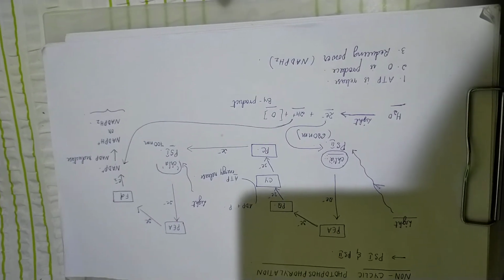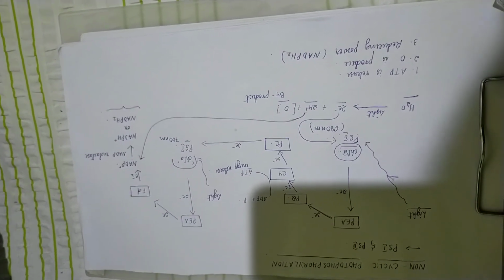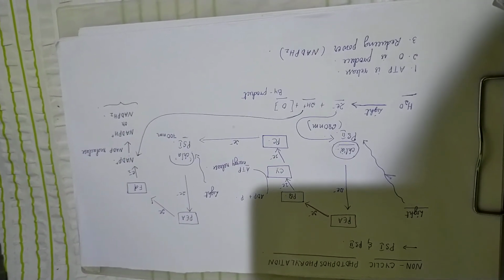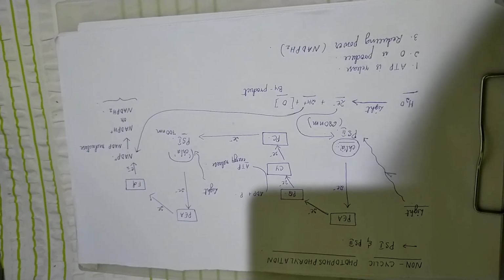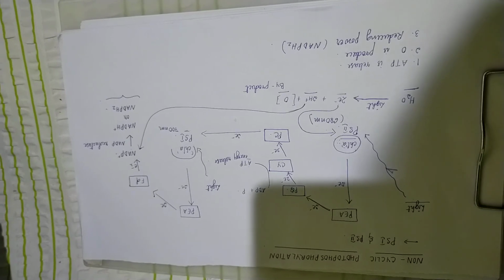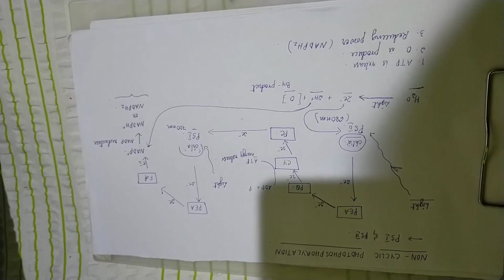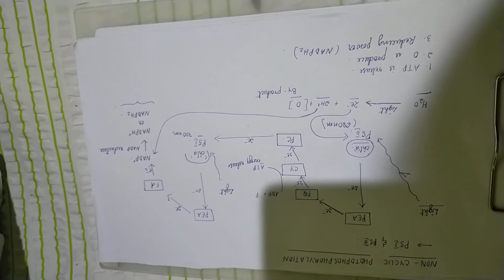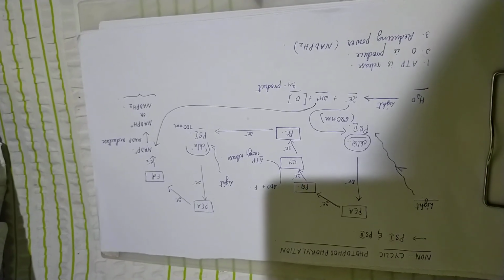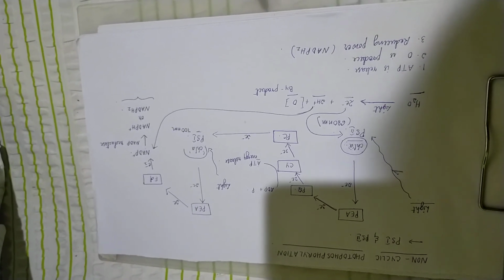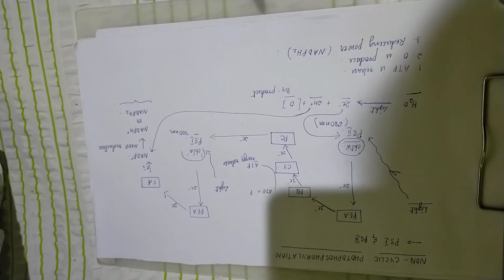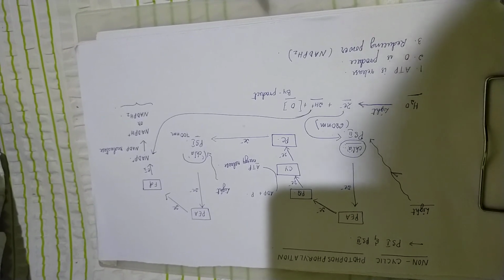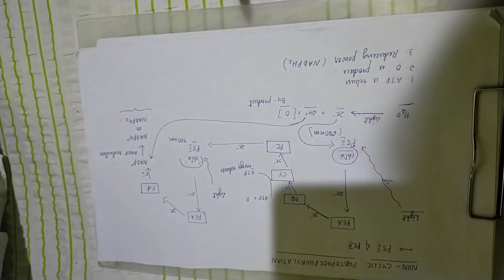This non-cyclic process occurs only in the grana thylakoid, which is present inside the chloroplast. But the photolysis occurs on the outer side of the thylakoid membrane, while the process occurs inside the thylakoid. So that is the process of the non-cyclic.